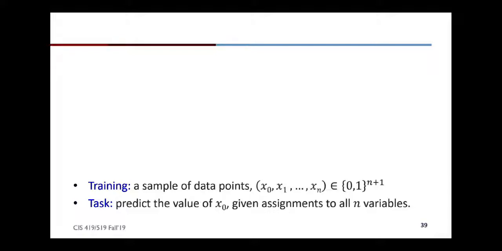Training: a sample of data points in n plus 1 dimensions, x0, x1 up to xn. The task: predict the value of x0 given assignments to all the n variables. So in training, I've given you m data points, let's say, like this. And then I ask you, eventually, given an assignment to n variables, given an example, predict x0. What would you do?